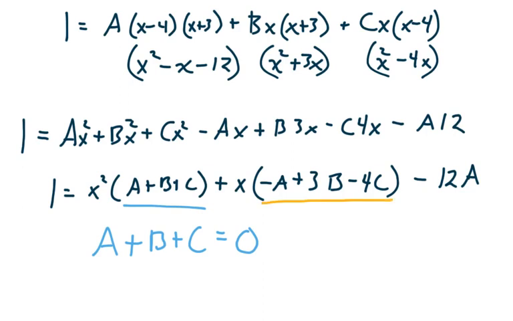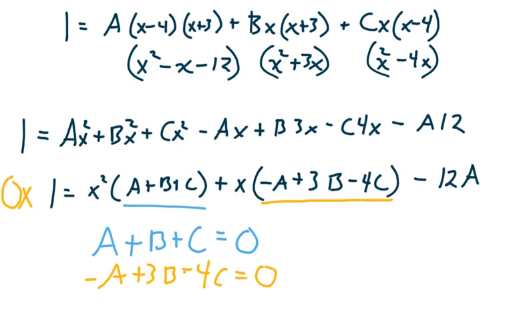So what's in front of x? Obviously, it's negative a plus 3b minus 4c. But what's in front of x on this side of the equation? Well, of course, there is no x, so once again, 0.